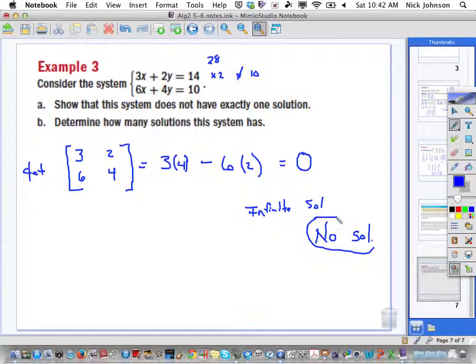Now, if it worked for all those, 3 times 2 is 6, 2 times 2 gives you 4, 14 times 2 gives you 28, this was 28 here, then it would be an infinite number of solutions because those two lines are exactly the same.